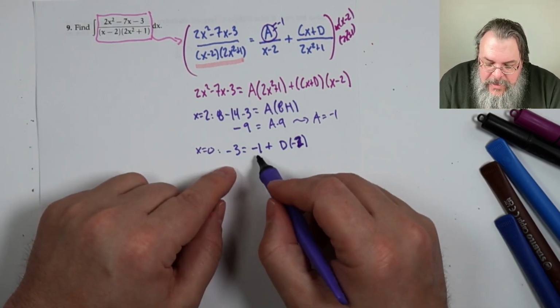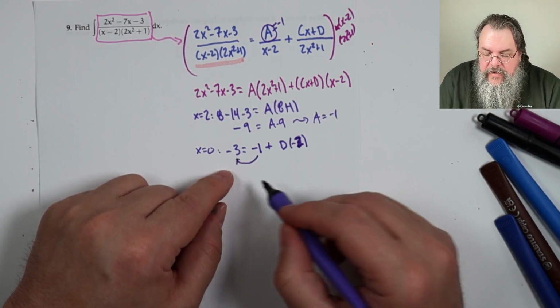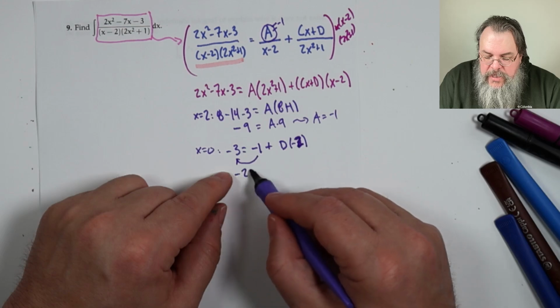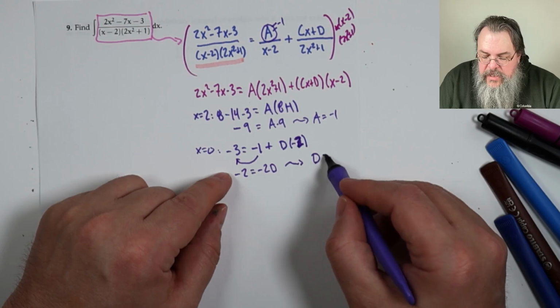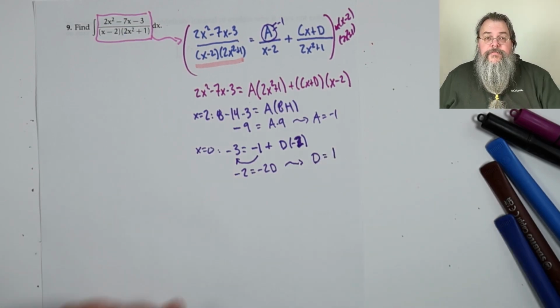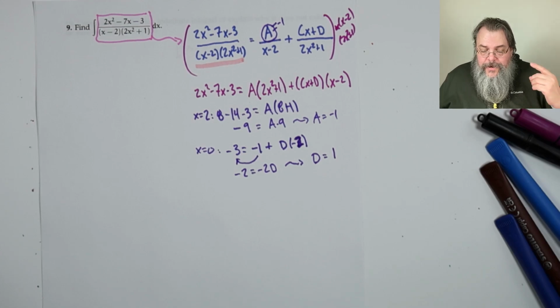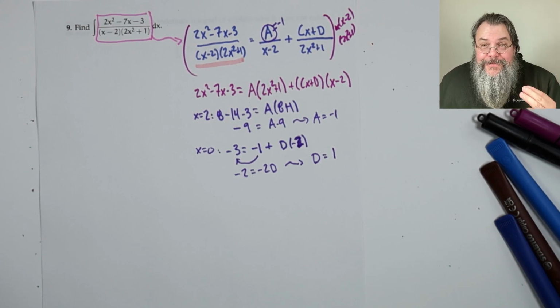All right, so we can add 1 to both sides. We get minus 2 equals minus 2d. And we say, oh, well, that's good. d equals 1. So we've solved for a, we solved for d. That just means one more to solve for.